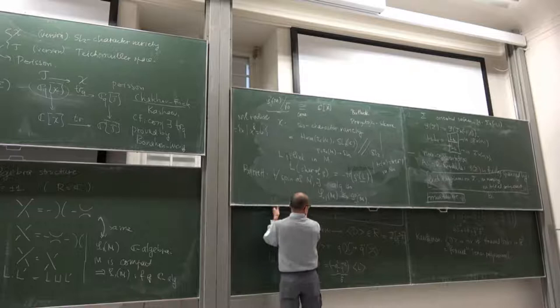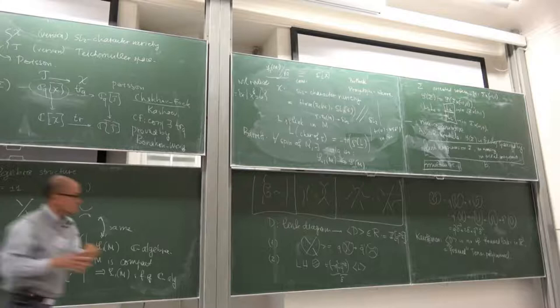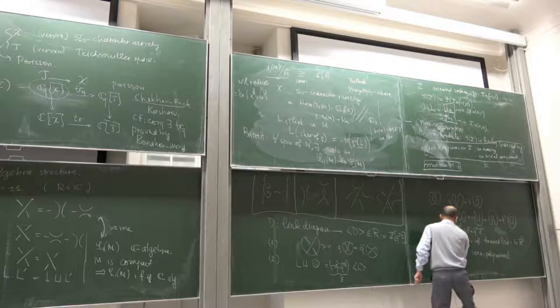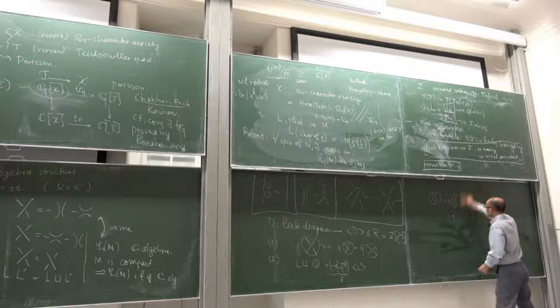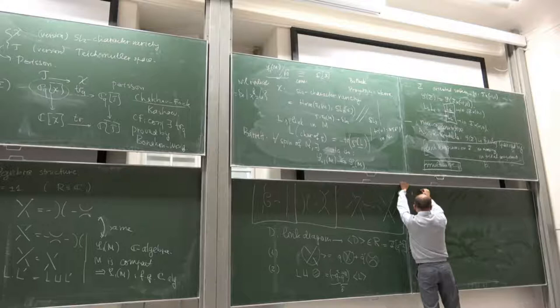And you will see many familiar algebras here. So these are the examples. The first is when sigma here is just a disk.